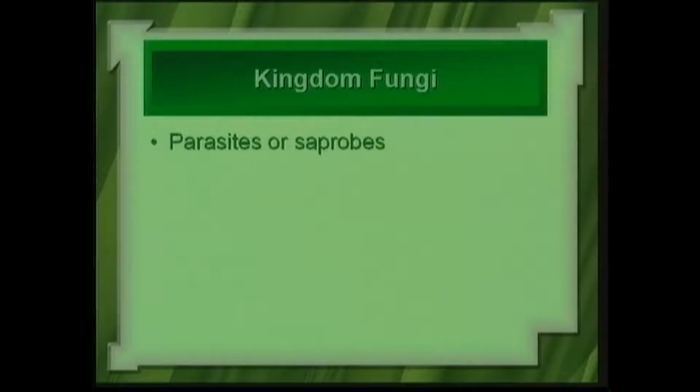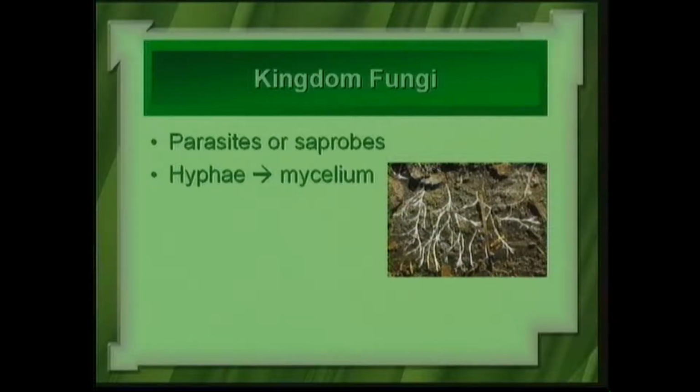They secrete digestive enzymes into the environment around them, then absorb the nutrients through structures known as hyphae. So what happens? You're in your garden, or you're working somewhere, digging in the soil, and you find this filamentous looking white stuff. That's the body of the fungus, called hyphae. So the fungi are made up of hyphae. The hyphae together form the fungal mass or fungal body known as a mycelium. So these are two characteristics of fungi: they're either parasites or saprobes, and they also are made of hyphae generally, forming a fungal body known as a mycelium.